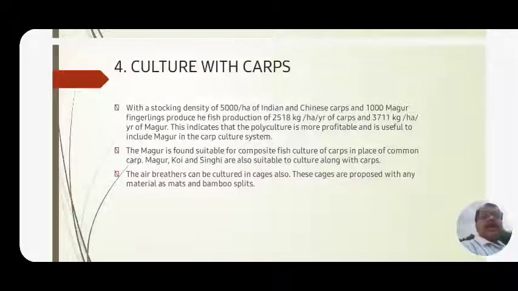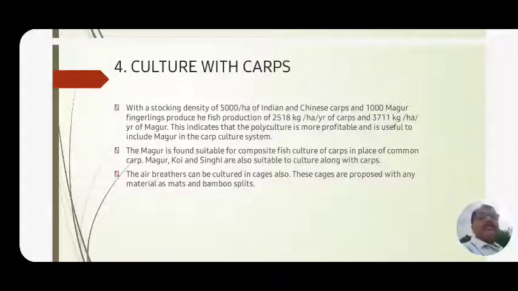Culture with carps. Instead of culturing these catfishes, singi, magur, koi or marel, by themselves, suppose they are to be cultured with carps, which may be exotic carps or major carps. When they are cultured with exotic carp or major carp, it gives an additional income, an additional benefit.